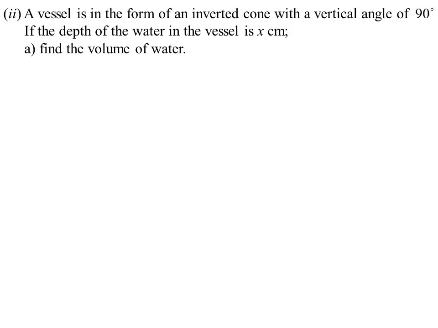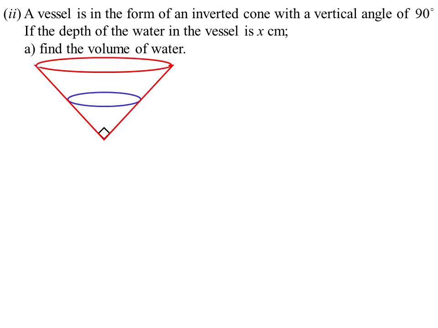Let's do this one. A vessel is in the form of an inverted cone, vertical angle 90 degrees. The depth of the water is x centimeters. Find the volume of the water. So again, I'll draw myself up a diagram. It's an inverted cone, and I've just drawn a blue line in there to represent, oh well, there's the level of the water. They said the depth of the water is x. We want to find the volume. Okay, essentially the water forms a cone as well. Volume of a cone, 1/3 pi r squared h. Well, we've got the h, we need to work out the radius.